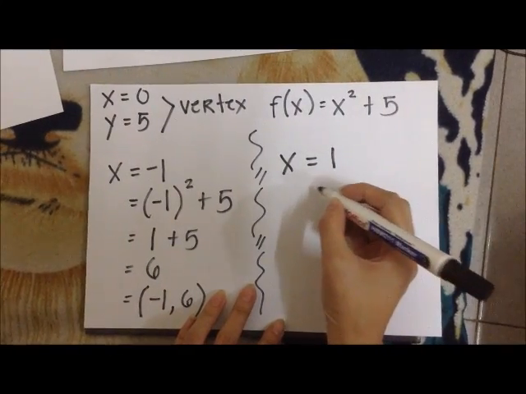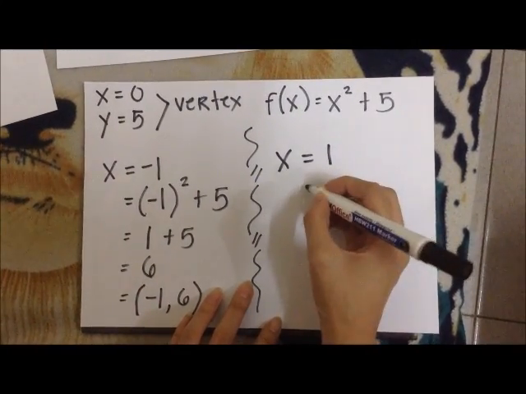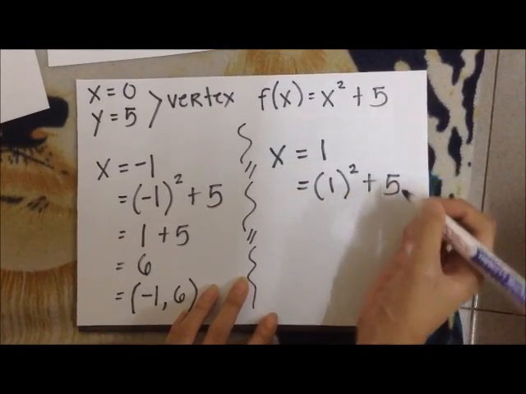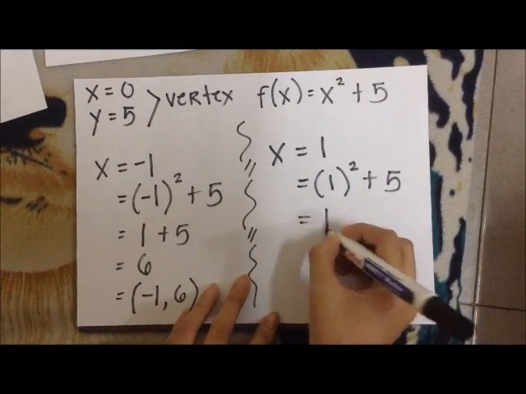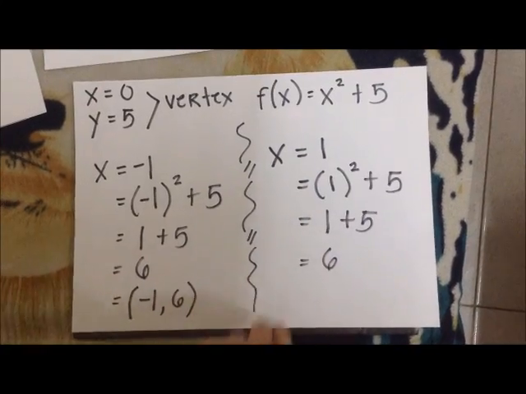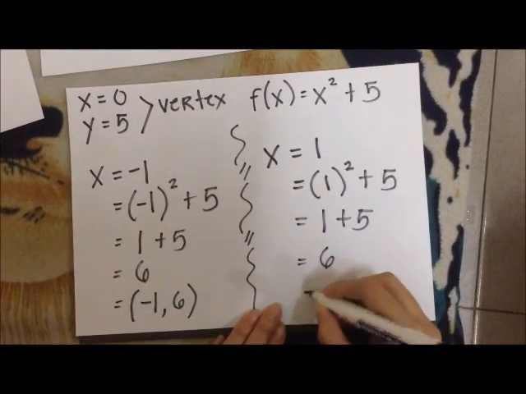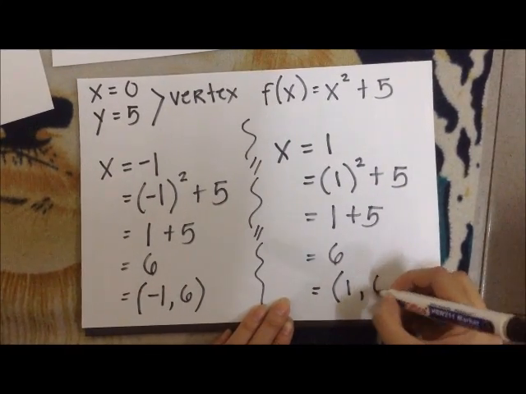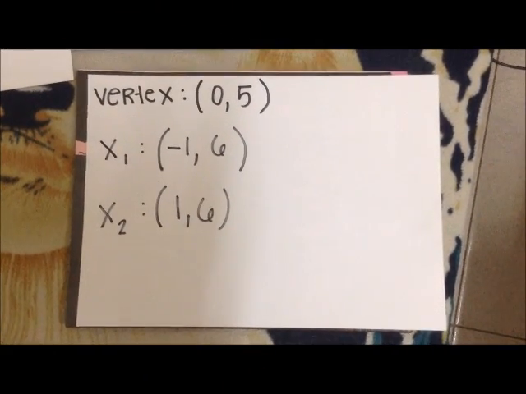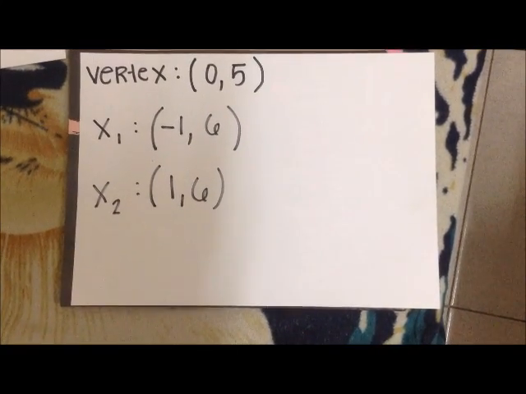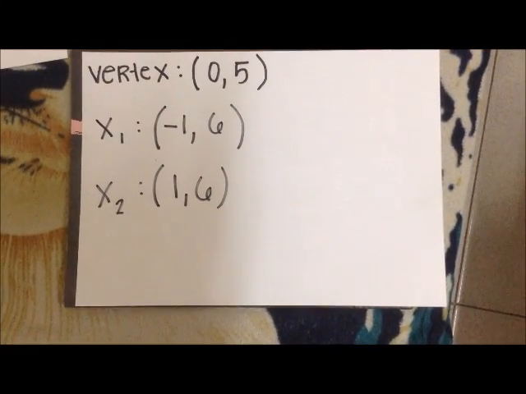Then it's time to substitute it into the quadratic function. One squared is equal to 1 plus 5. It's equal to 6. So for our final point, we have the value of x as 1 and the value of y as 6. Now we have 3 points: the vertex, the second point, and the third point.